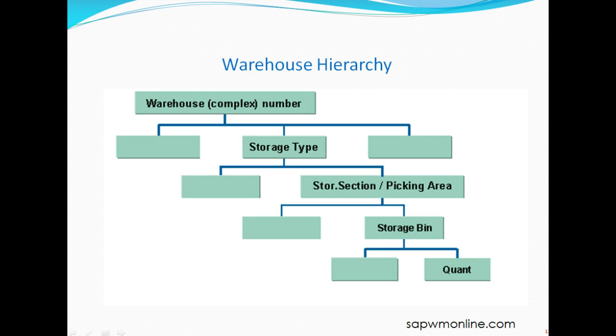Let us now have a look at the warehouse hierarchy. At the top we have the warehouse number, then we have something called the storage type. Below the storage type we have something called the storage section or the picking area. Below the storage section we have the storage bin, and finally we have the quant. If your warehouse is storage unit managed, then the storage unit would come just below the storage bin and above the quant in the warehouse hierarchy. This is just for information.